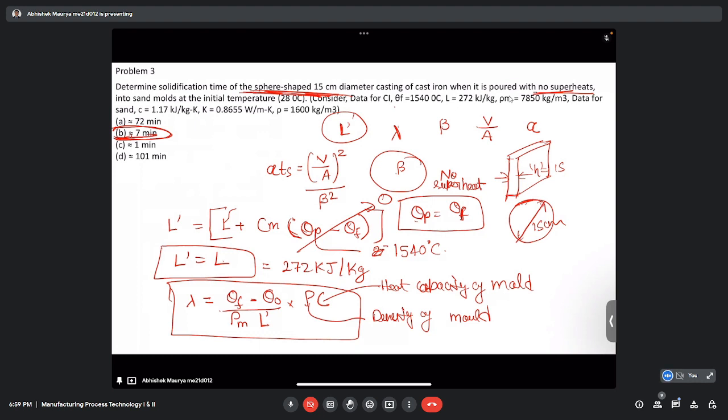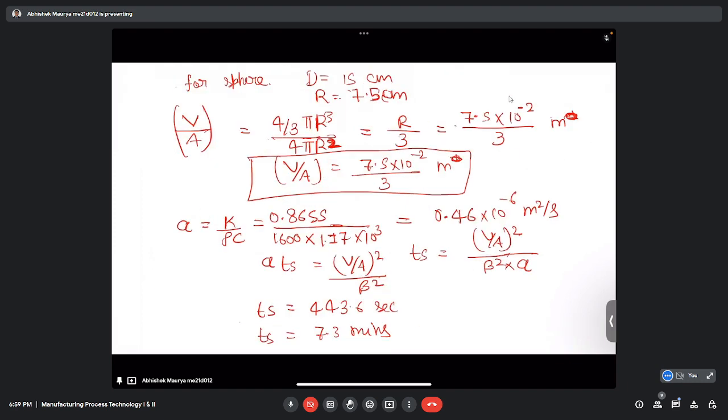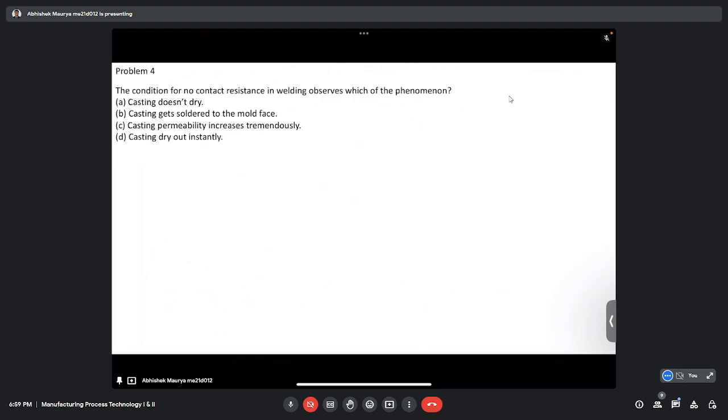Okay, if there is no doubt, we will quickly move to the next problem. Even later on, if you find some difficulty, you can ask me. Please read the problem, and you can give your response in the chat box. After that, we will solve it together.